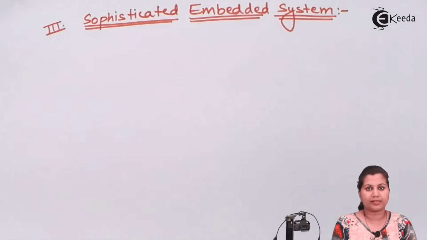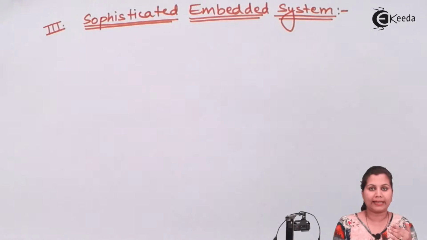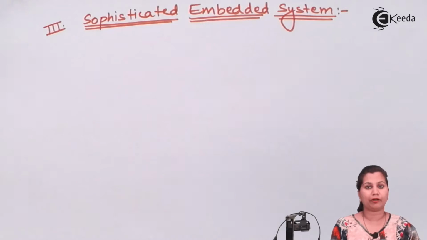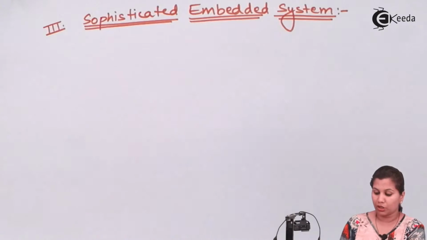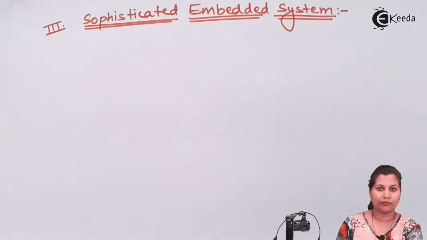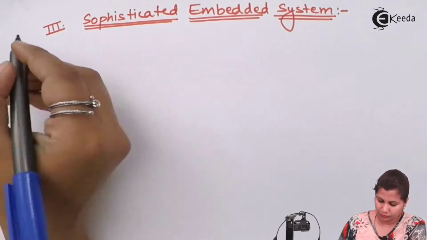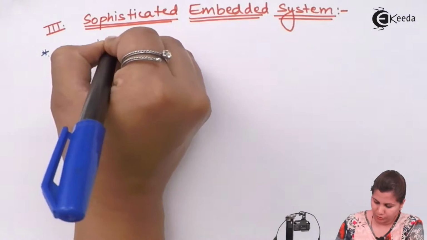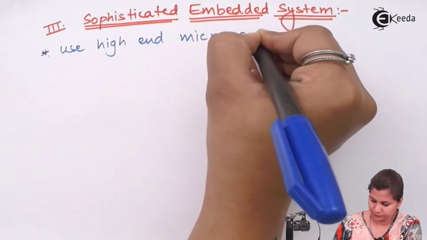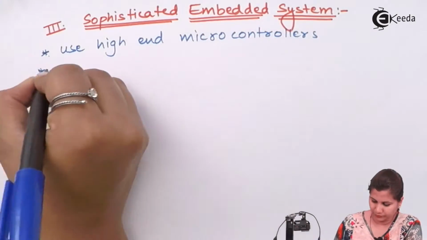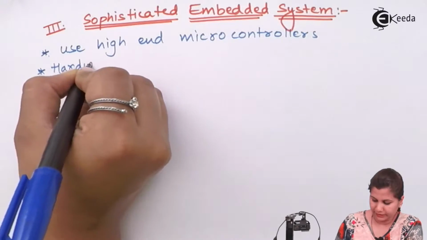So these embedded systems also have high-end microcontrollers, meaning microcontrollers from 32-bit to 64-bit. So again, the hardware and software complexity is increased, memory requirement is increased, and power consumption is more. So they use high-end microcontrollers. Hardware and software complexity is very high.